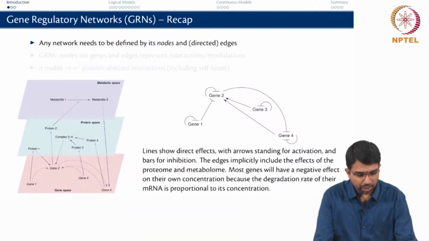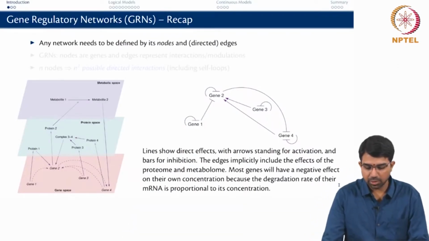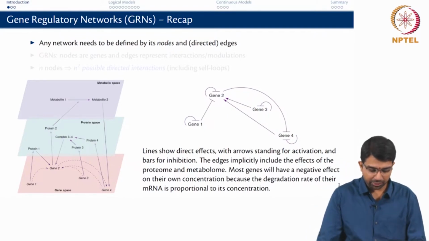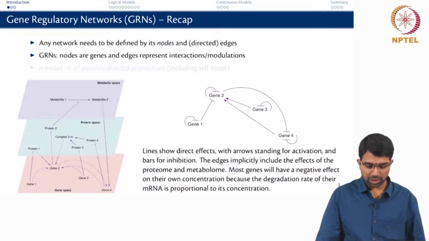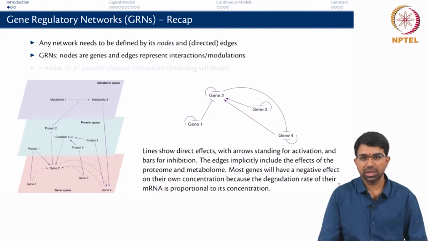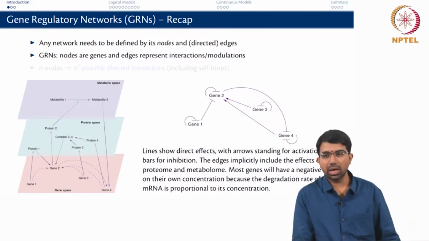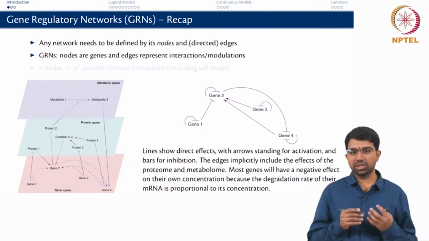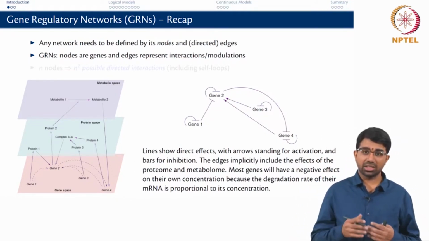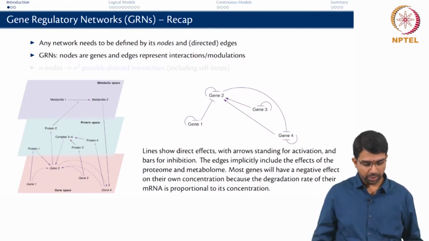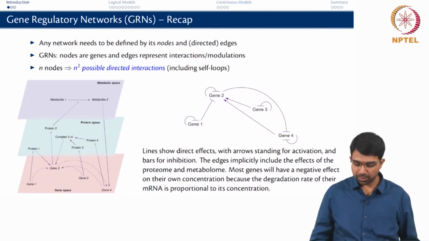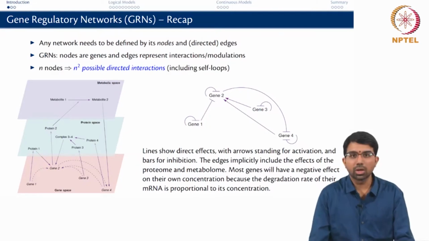So, to recap, any network needs to be defined by its nodes and edges. In this case, we will have a directed network. In a gene regulatory network, the nodes are genes and the edges represent interactions or modulations, and you have directed interactions because a gene can repress another gene or a gene can activate another gene and so on. And you can also have self loops in gene regulatory networks.